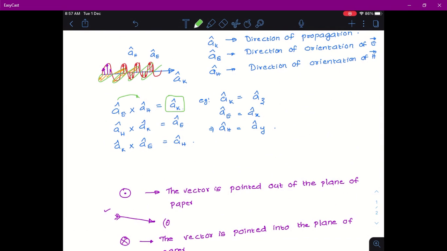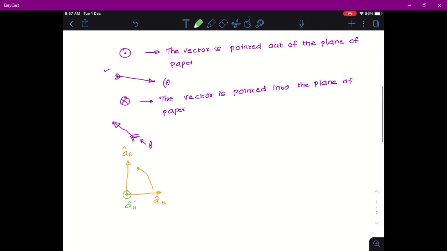Similarly, you curl your fingers from A_H cap to A_K cap, the direction of your thumb will give you the direction of A_E cap. Similarly, you curl your fingers from A_K cap to A_E cap, then the direction of the thumb will give you the direction of A_H cap. I'll try to show this in the video.